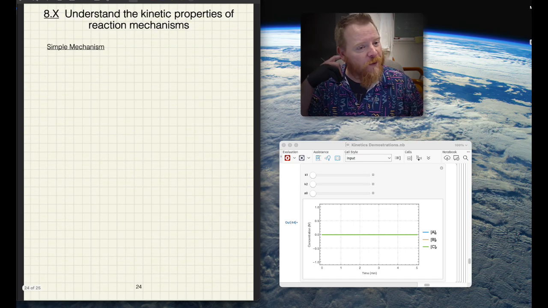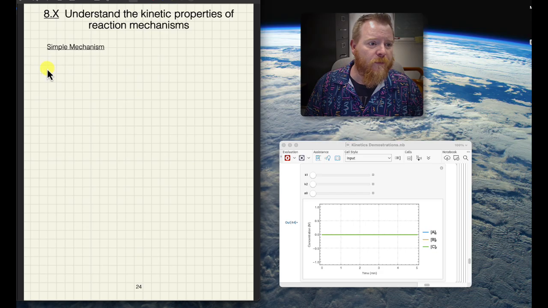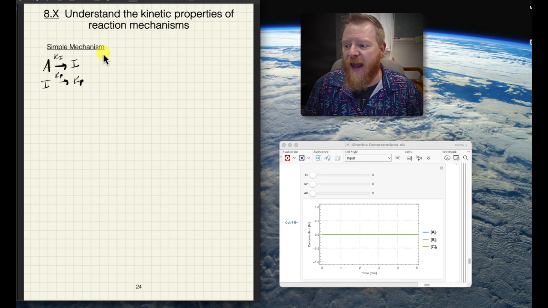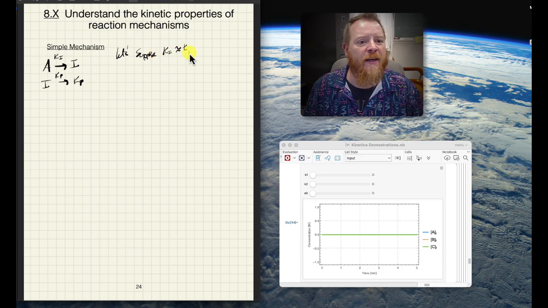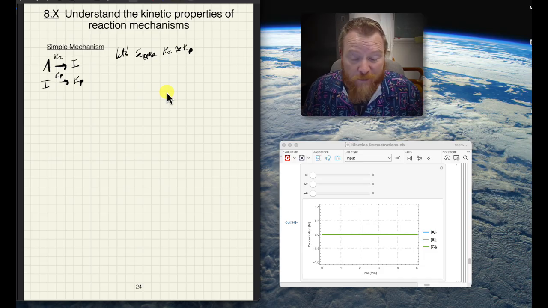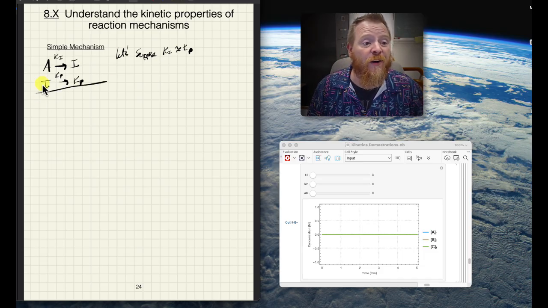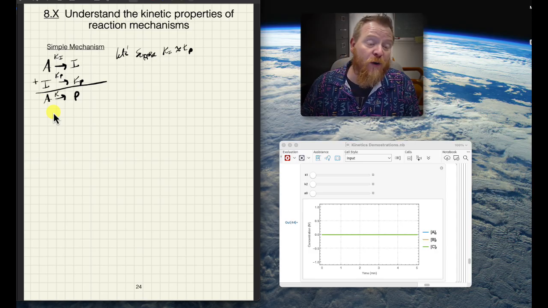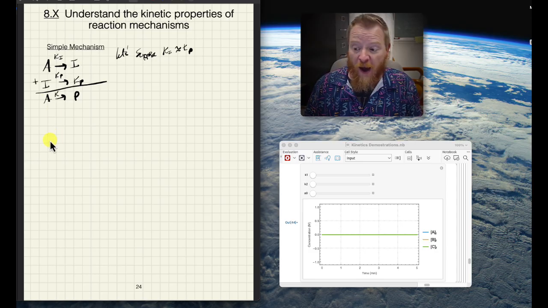So let's go through the mathematics of this simple mechanism. Okay. So again, we established A goes to I with rate constant Ki, and I goes to P with rate constant Kp. And now let's suppose that Ki and Kp are roughly equal. So now it's not totally clear which one of these is rate determining, nor is it clear how that will contribute to our rate constant. So we've got to go through and look at each individual rate law of the elementary steps.